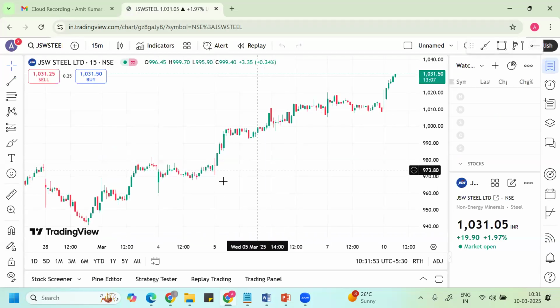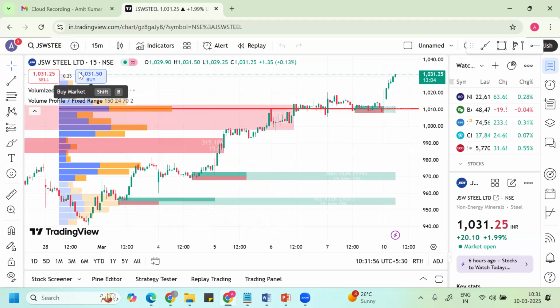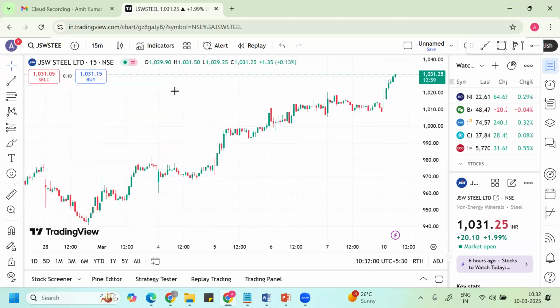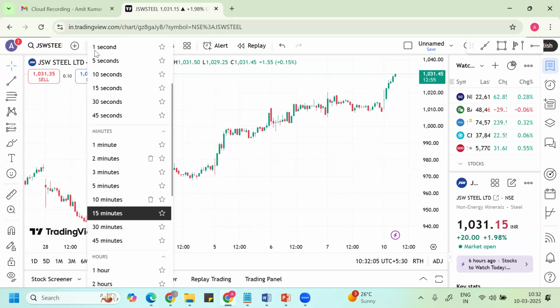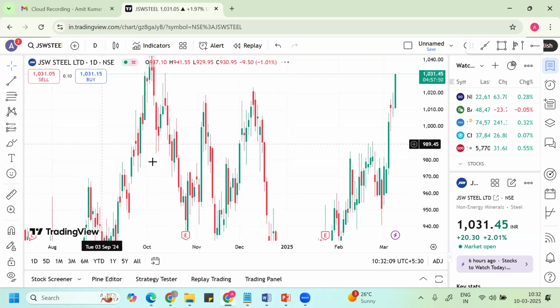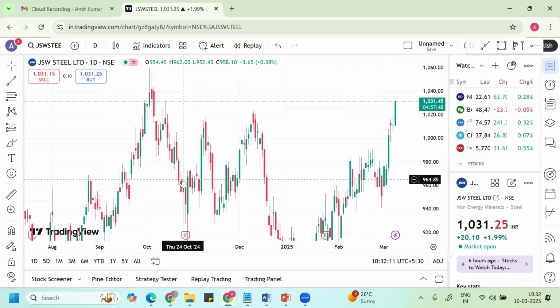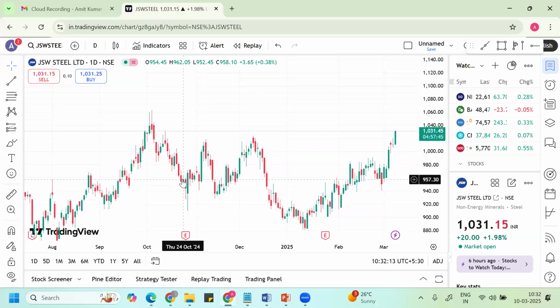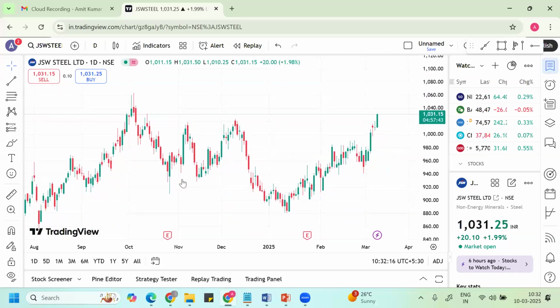You can see that I'm seeing it in the 15-minute chart. You can see it has given very good movement. If I see it in the daily chart, see the movement of JSW Steel. It has given very good movement.